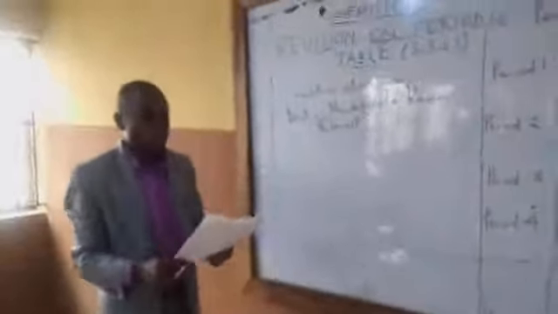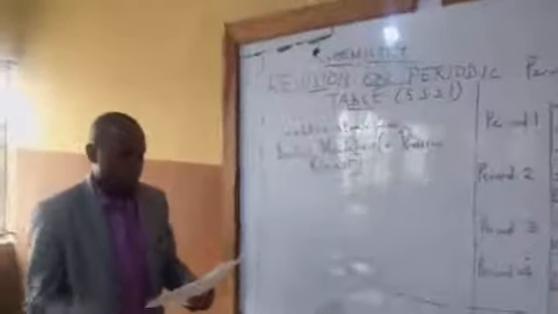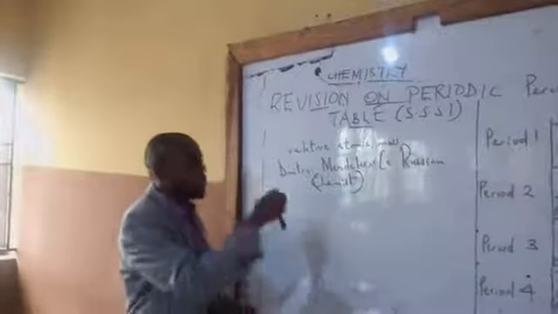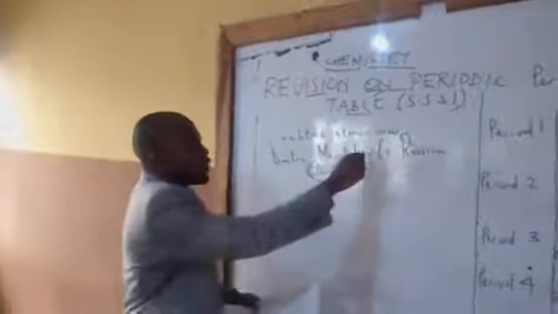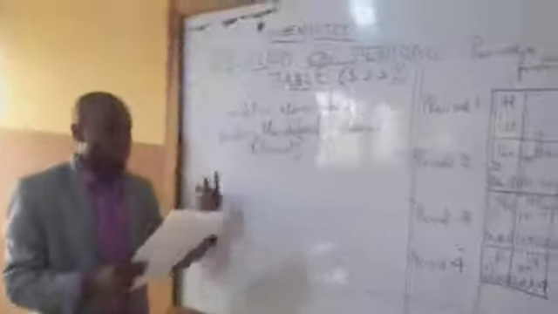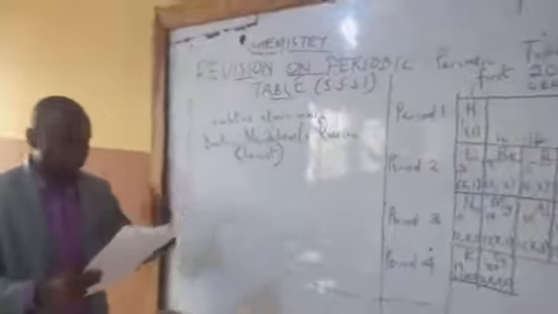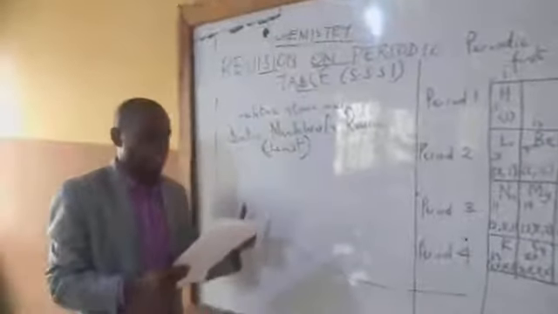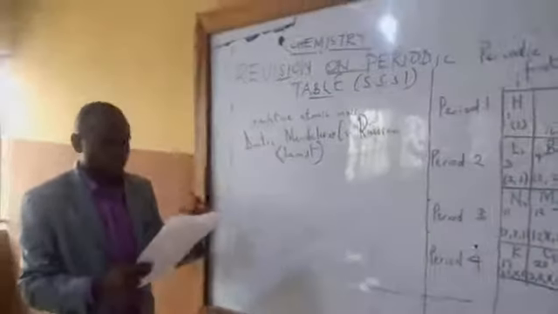When we are talking about the periodic table, the person that constructed it is known as Dmitri Mendeleev. He's a Russian chemist, and he constructed the periodic table based on increasing relative atomic mass. And don't forget, relative atomic mass is approximately twice the relative atomic number.